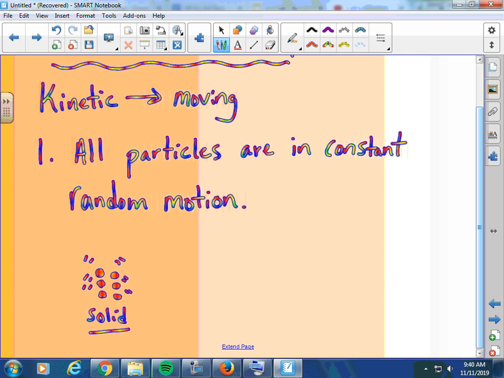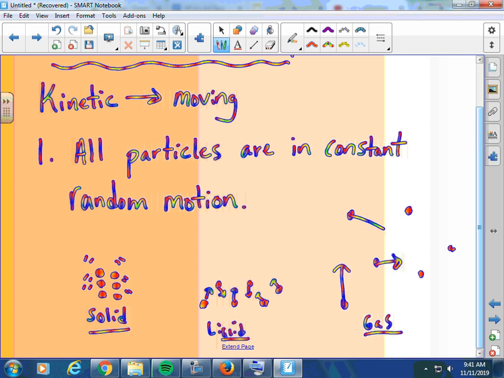All right, so in a liquid, I'm going to do the same 6 dots, but I'm going to spread them out a little bit. Maybe something like this. Now I am going to put little arrows on them, just drawing little arrows in random directions. It doesn't matter what direction. So this will be a liquid. And in a gas, they're really going to be spread out, and we're going to use the longer arrows. So that's one idea.